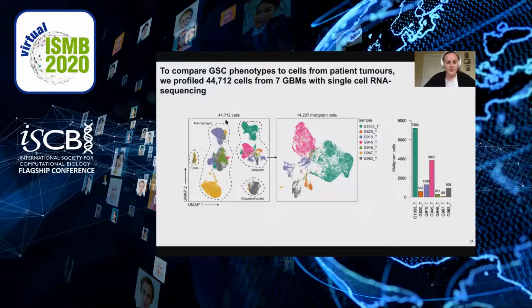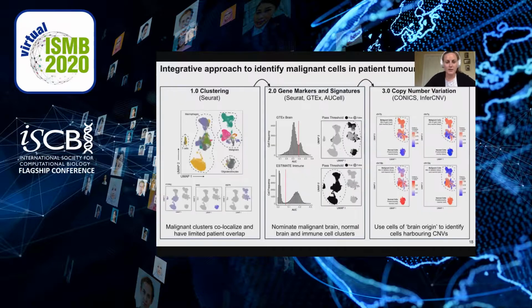So of these 44,000 different cells, about 14,000 of them were malignant. To identify these malignant tumor cells within our single-cell RNA sequencing data, we used a kind of 3-pronged approach, where the first is clustering. We're basically looking for co-localization of similar cell types, knowing that these tumor cells probably aren't going to overlay properly because they have very different transcriptional programs.